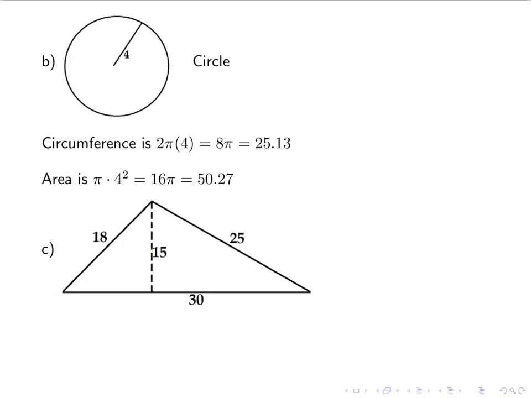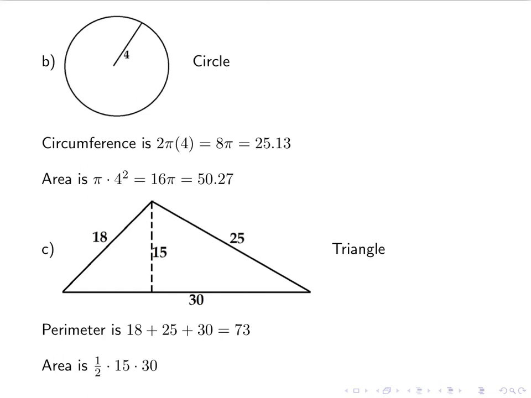Hopefully we can tell that this is in fact a triangle. So the perimeter is the distance around, so 18 plus 25 plus 30, and that gives us 73. The area is 1/2 times the base times the height. So again, here we have our right angle, so my base is 30, my height is 15. If I multiply that through, I'll have 225.